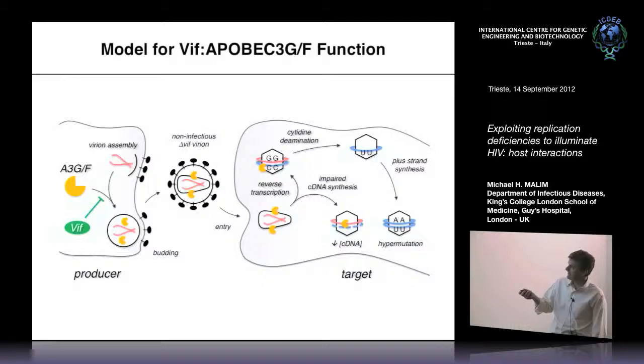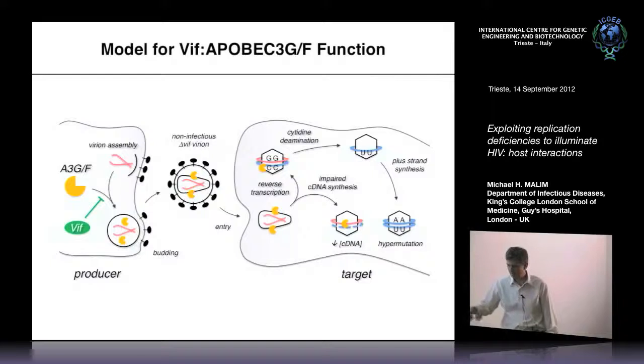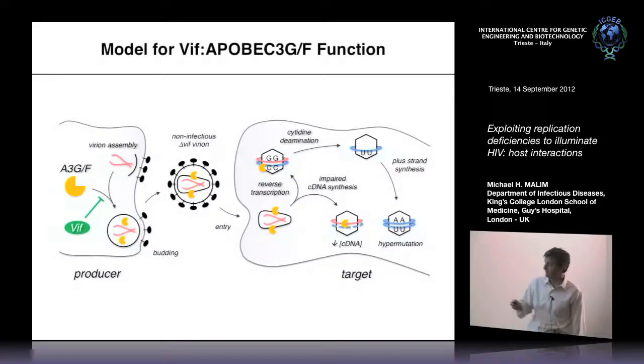And then a second level of activity, which I will describe in some detail: these enzymes are also able to inhibit reverse transcription, but they are certainly very potent mutators of viral DNA. And that is true for 3G, 3F, 3D, and 3H.